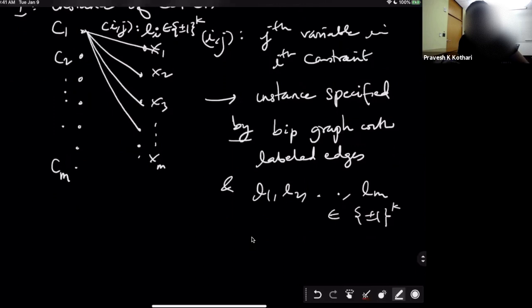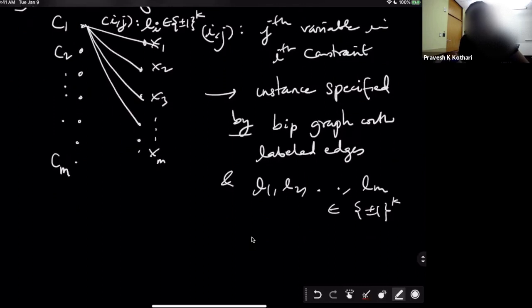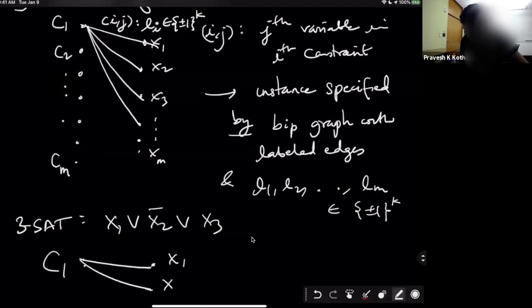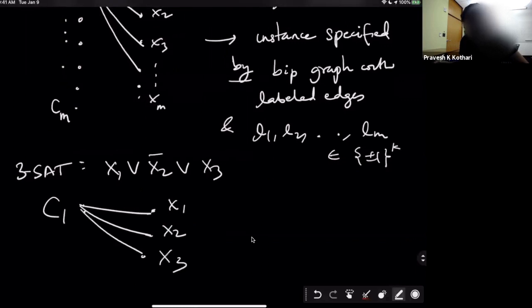Just to make sure that this notation doesn't confuse, let's take the example of the 3-SAT problem. If you remember what the 3-SAT problem is, the constraints look like, let's say, x1 or not x2 or x3. For describing this constraint, let's say this is the first constraint, C1: the first edge goes to variable 1, the second edge goes to variable 2, the third edge goes to variable 3. Now I have to describe what this L_i is. L_i basically just tells you which variables are negated.